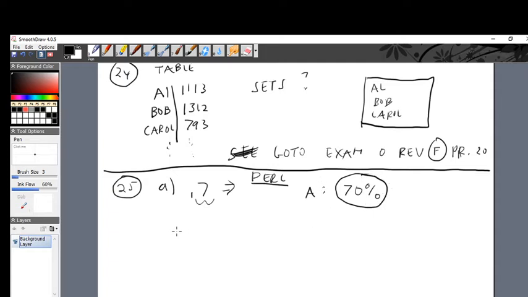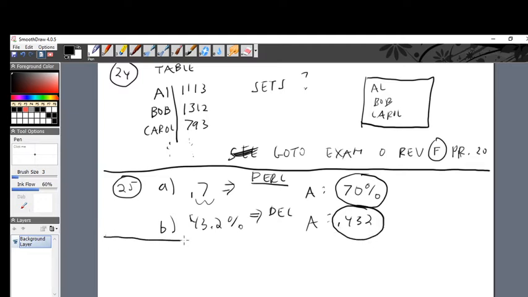Okay, B, nothing complicated about B either. They take 43.2%, and they want us to change it into a decimal. So here comes our answer. They want a decimal. Fine. We move this over 2 places to the left. It becomes 0.432. And that's the answer for 25B, problem over.